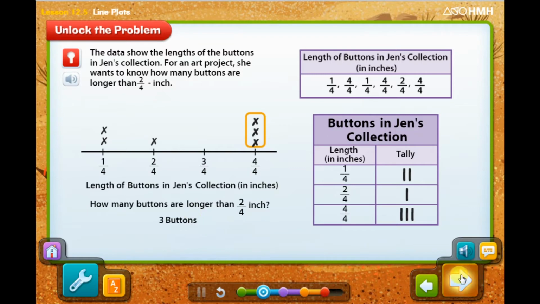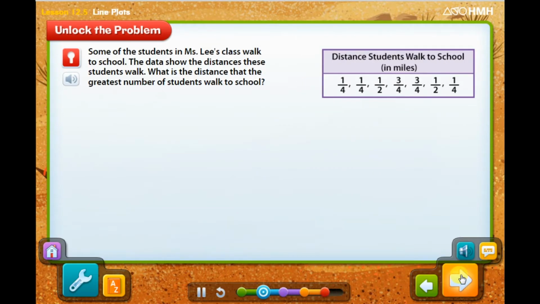Let's see another example. Let's try another problem. Let's read it together. Some of the students in Ms. Lee's class walk to school. The data show the distances these students walk. What is the distance that the greatest number of students walk to school? Let's unlock the problem. So first, see the givens. The givens here are 1/4, 1/4, 1/2, 3/4, 3/4, 1/2, 1/4, 1/4. That's the distance the students walk to school in miles.